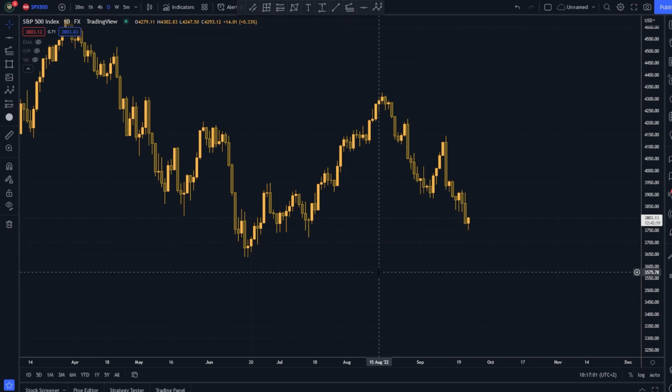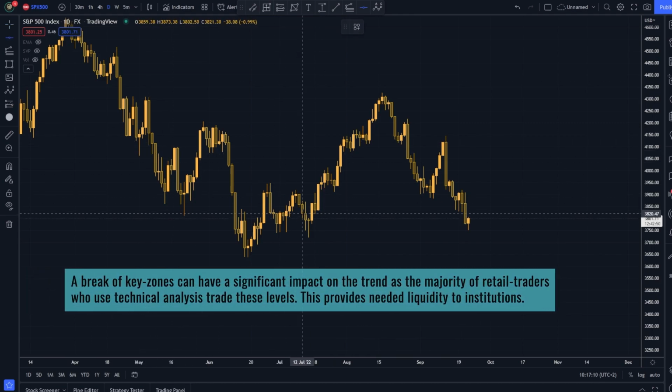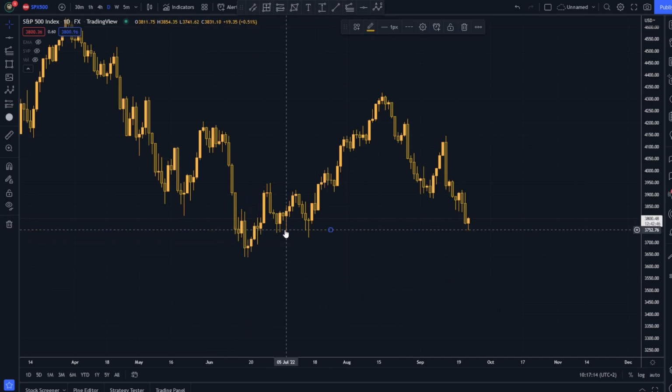My personal favorite approach to trades with market depth is always with key levels. Key levels are very obvious support and resistance areas. In this case, you can see there is clearly a key support area. This is the daily chart of the S&P 500, and there has been an obvious resistance zone.